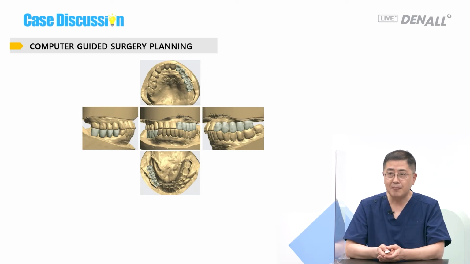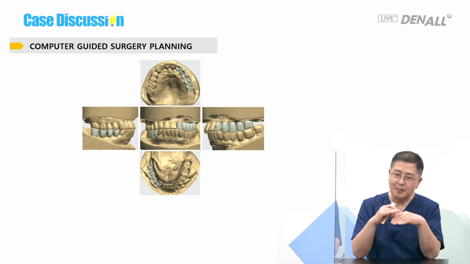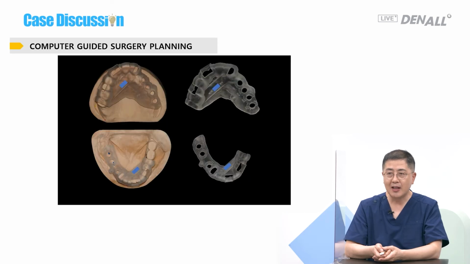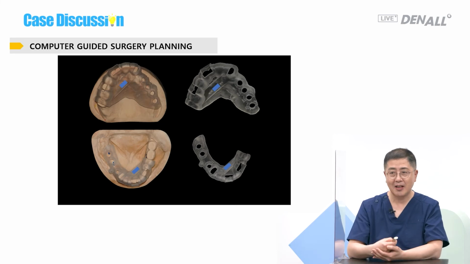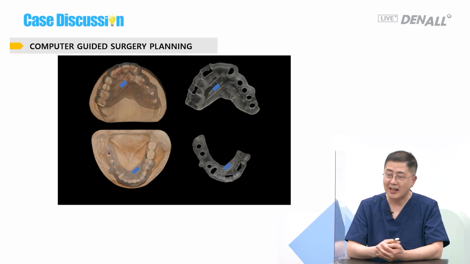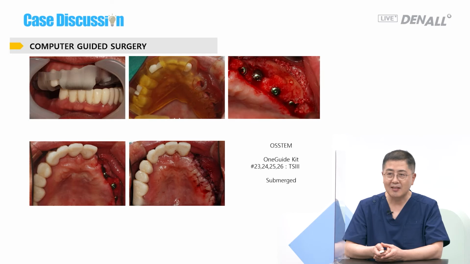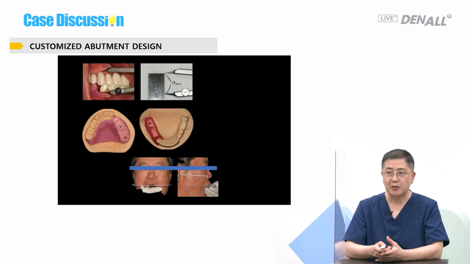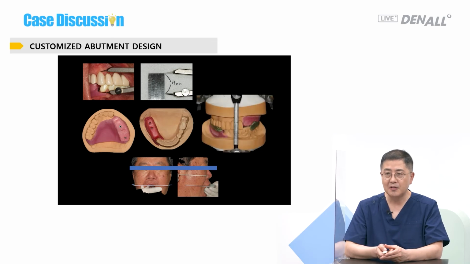Based on the planned VDO, implants are placed. It is not that implants are placed first and VDO is adjusted. According to the set VDO, implants are placed using OSTEM's One Guide. I lectured about the One Guide to the prosthodontists in the seminar last year, and implants are placed on the maxilla. Based on the newly set VDO, bite registration is made.